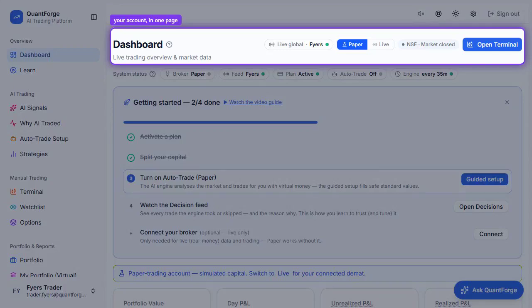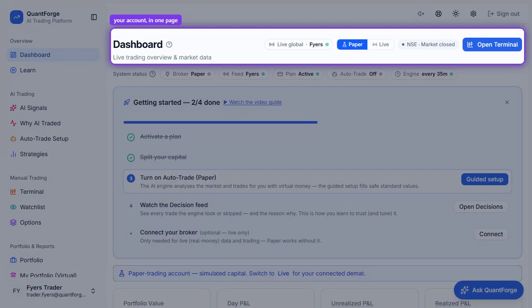This is the first screen after I sign in. Where do I even start? Start at the top strip, because it answers one question: is the platform actually working for me right now? Everything below it is detail.